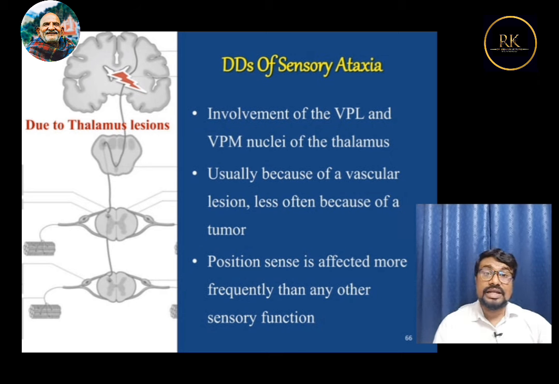Then the causes of sensory ataxia because of involvement of the thalamus, the ventero-posterior lateral and ventero-posterior medial nuclei of the thalamus. These patients can also present with sensory ataxia, and usually the causes include vascular lesions as well as tumors. Position sense is affected more frequently than other sensory functions.